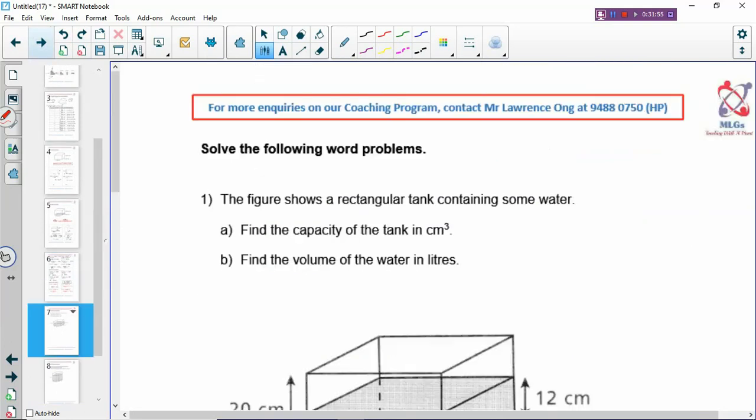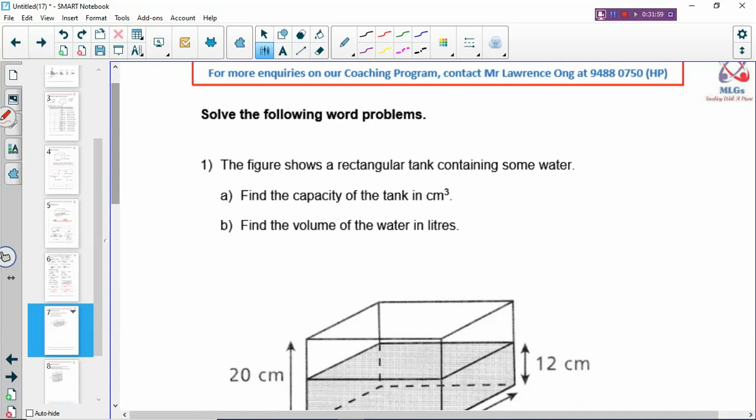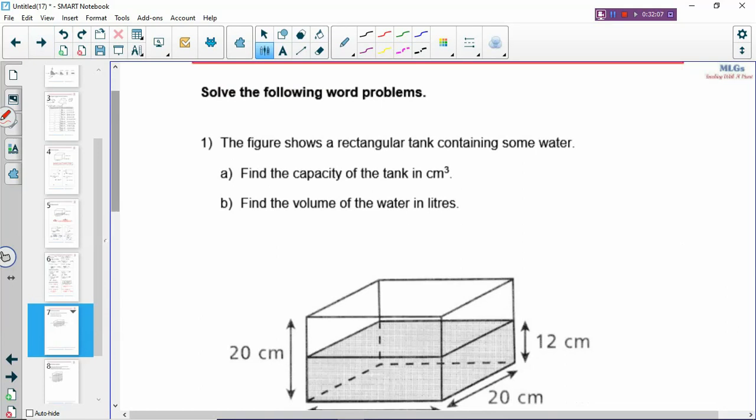Okay, now we come to word problems, which is the main part of your paper 2, right? Usually paper 2 will have problems which are a bit more challenging, but let's look at a simple one, right? A simple problem that can also be found in paper 1, right? In paper 1, you will have simple word problems on volume.